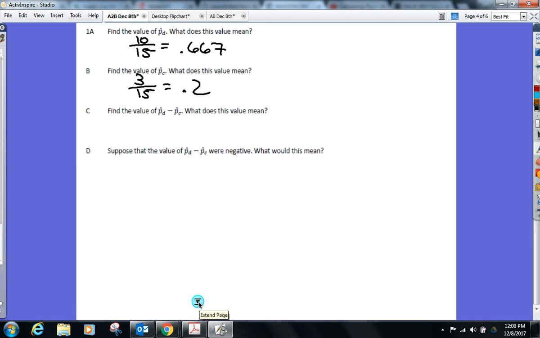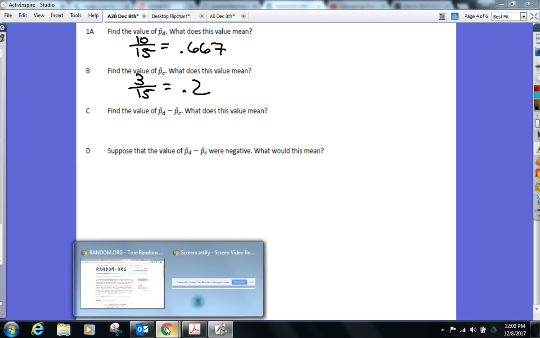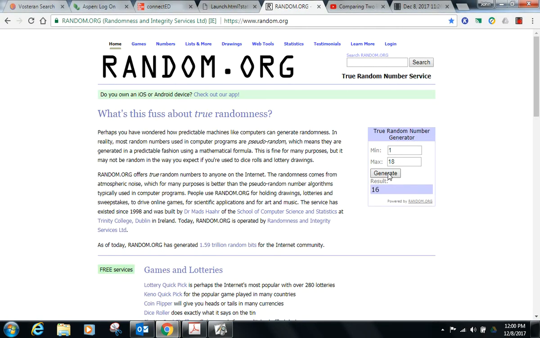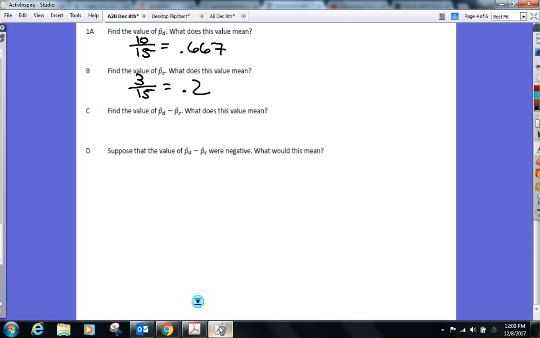So what is the dolphin group minus the control group? What's the difference between their means? Difference between their means. Go ahead. 0.467. Thanks, Brooke.